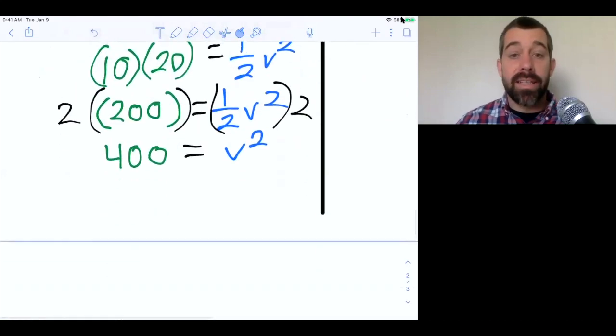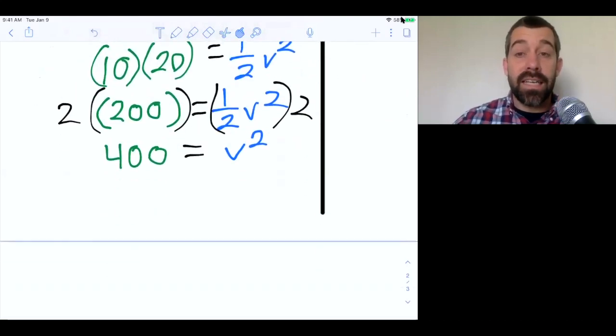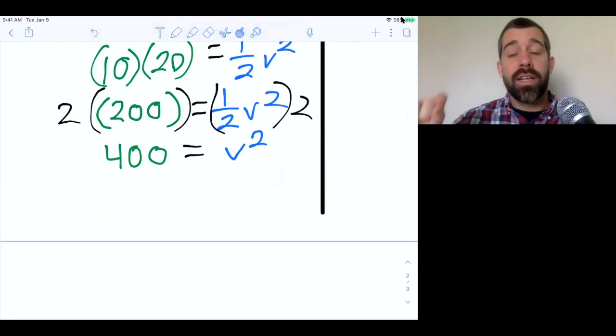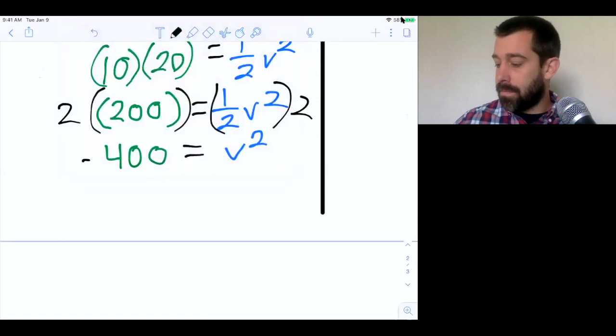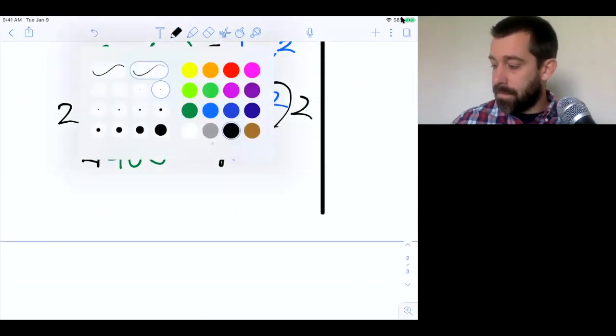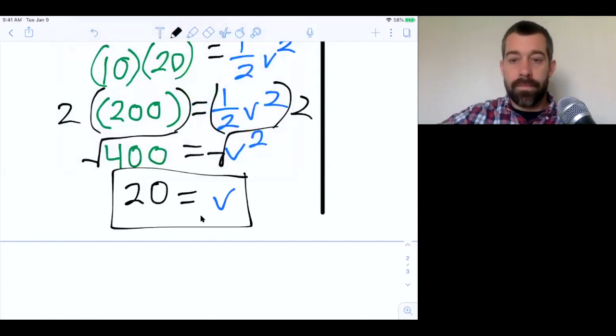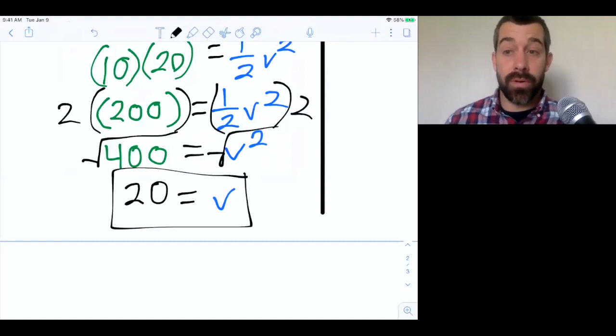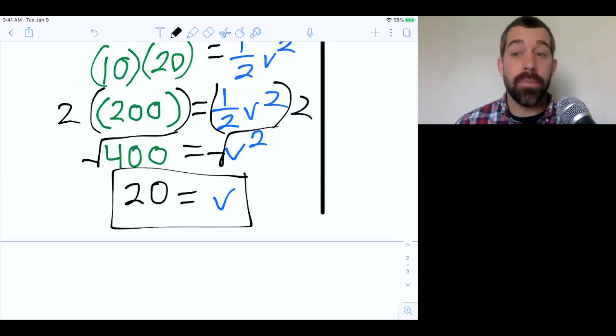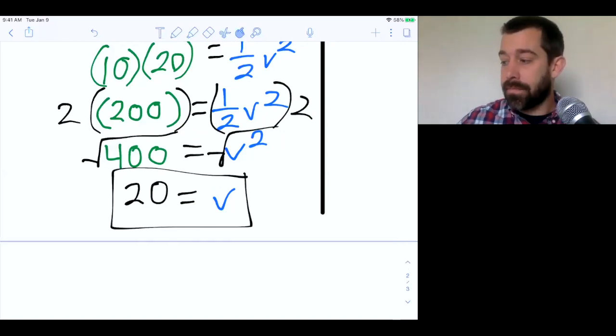All right, now we're getting to the last steps. We have 400 equals v squared. In order to get the v completely by itself, we now have to use a square root. And so now we have the solution to the problem. That roller coaster rolling down that height is going to get a velocity of 20 meters per second.